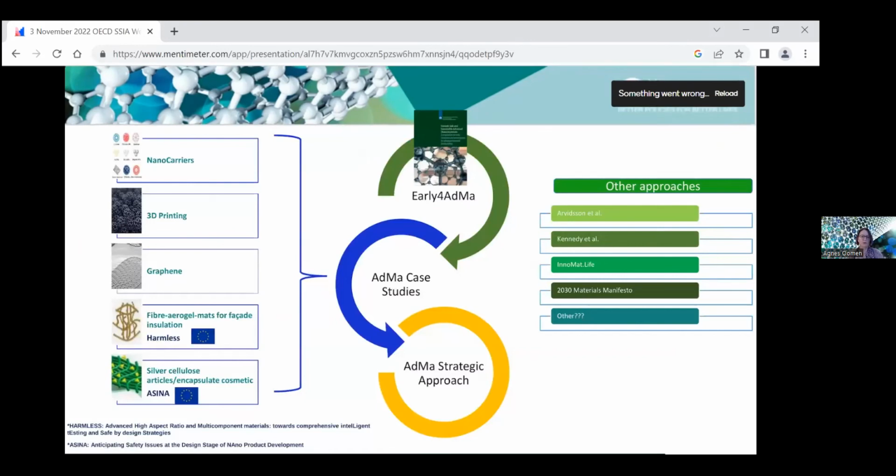What we will do to develop this strategic approach is start off with this early warning system, use the feedback we get from the different case studies, and develop the strategic approach. As Katrien already mentioned, there will be the Harmless workshop later this month. In addition to the early warning system, they also include other approaches that may be relevant to consider, like, for example, the Materials Manifesto, which is a kind of vision on materials. You have the Arvidsen, which is the prospective environmental risk screening approach, or the Kennedy, which is more like a categorization system for advanced materials. So also here, there may be some relevant ways forward to include in this strategic approach. And of course, we use the feedback we received from the workshop last February. So next slide.